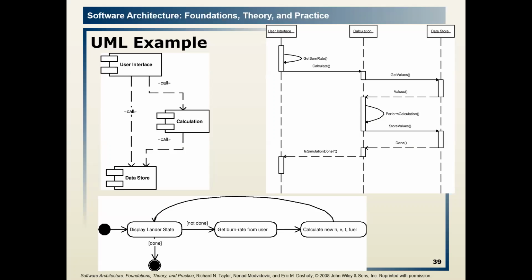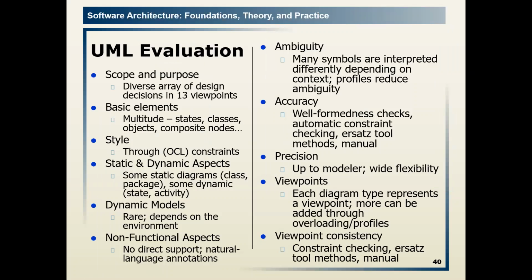understand that there is this particular syntax. So if two designers draw the UML diagrams about one thing, they should look more or less the same, right? So accuracy is high. So when you evaluate, you understand that scope and purpose is limited to a diverse array of design decisions in 13 viewpoints only. So only those 13 are covered. If you have some other concept, it is not covered in UML.